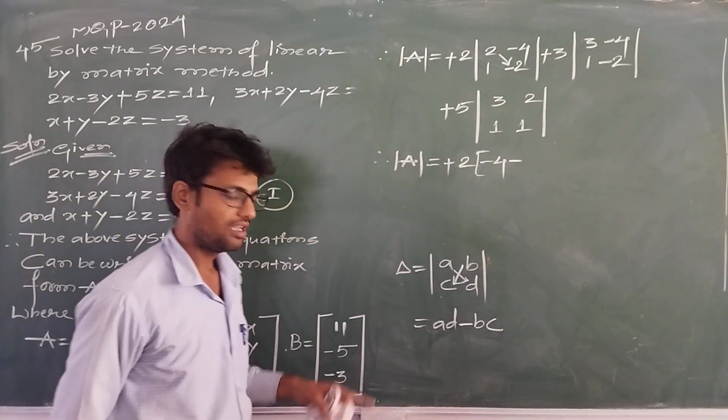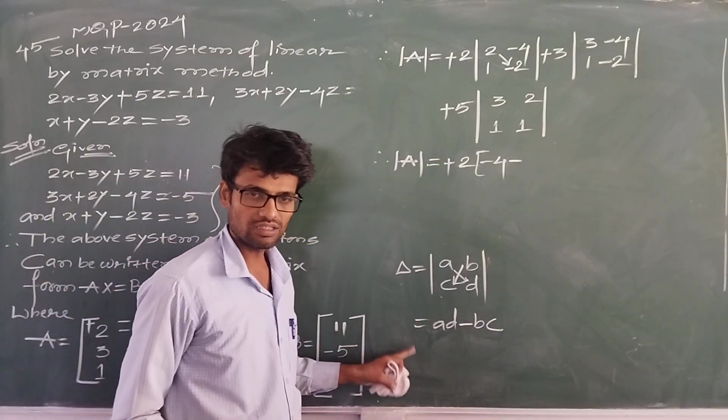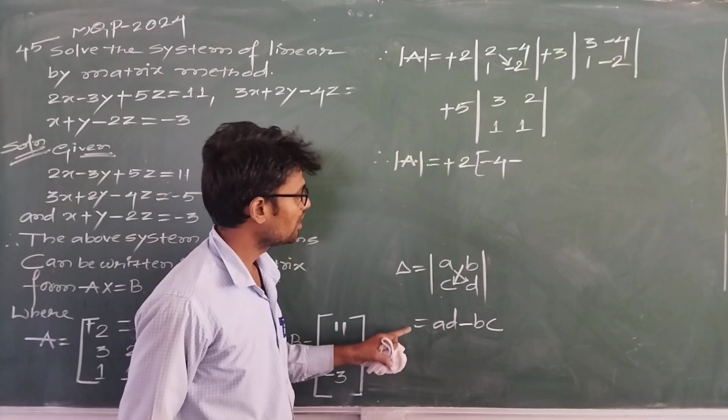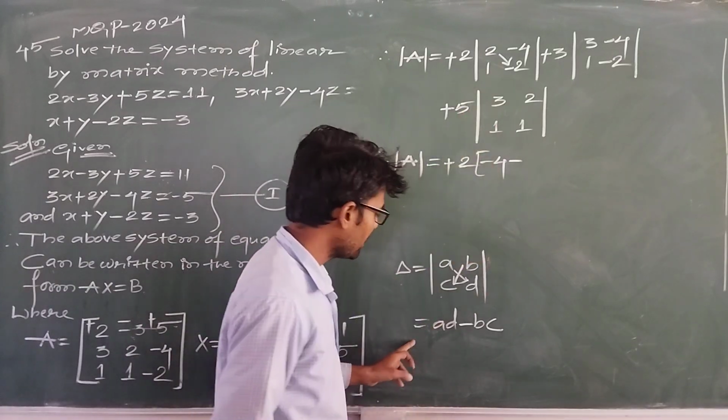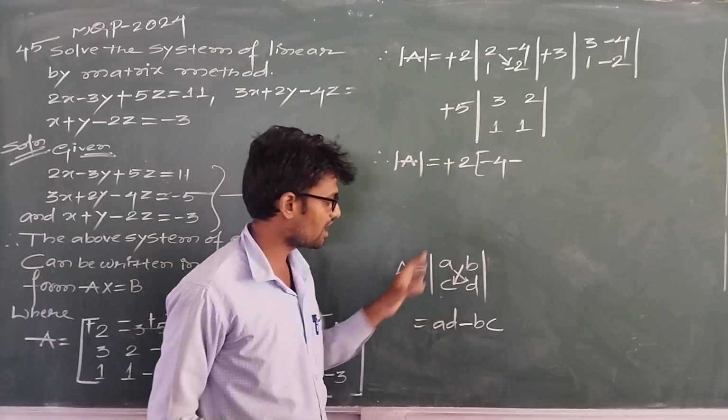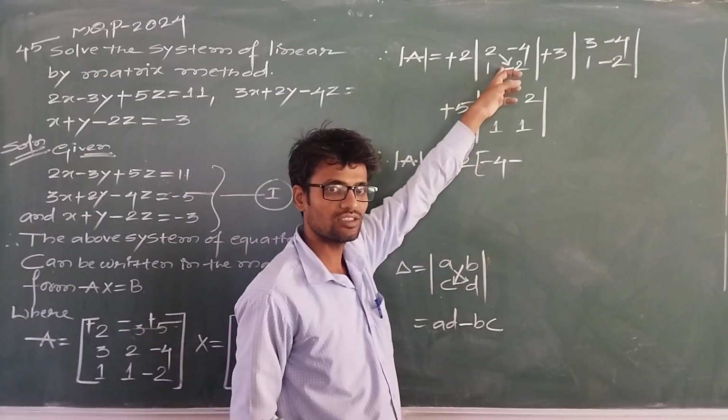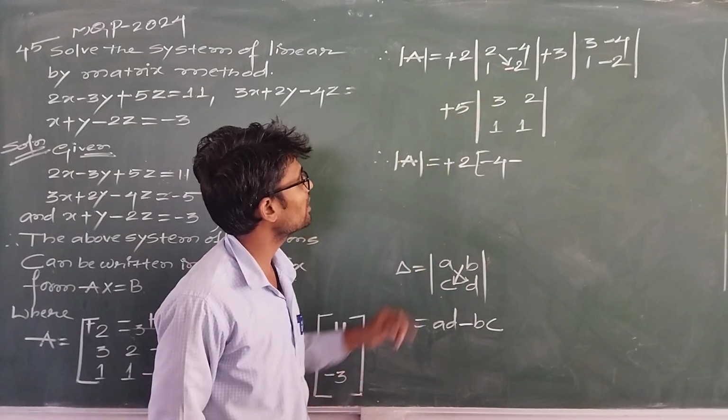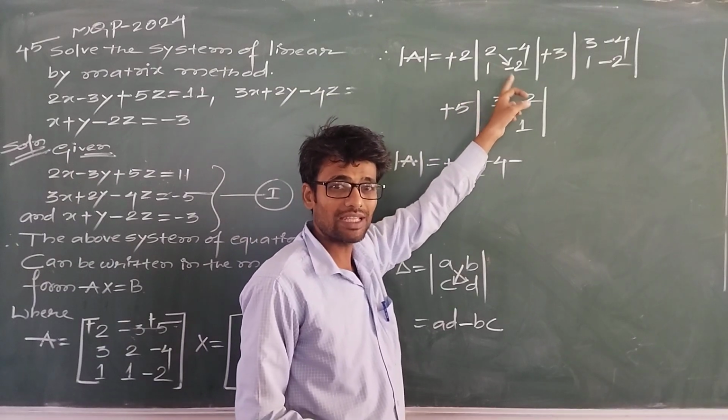You have already seen this type of example or this form. This general form we are using here while finding the determinant of a matrix which is having order 2. So Del is equal to AD minus BC.